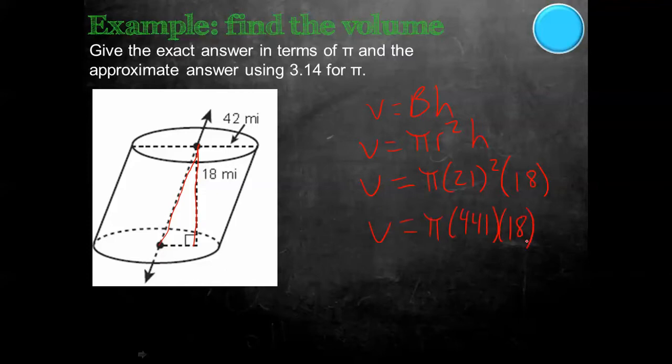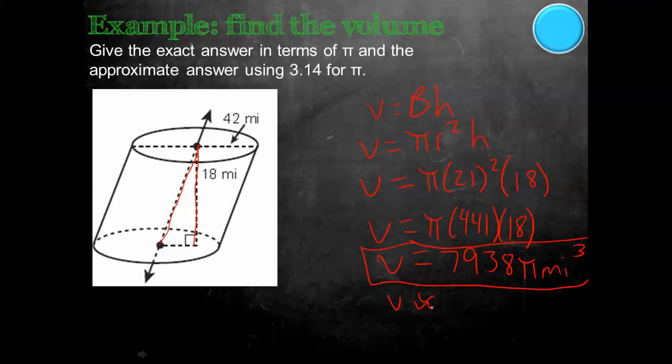And then we're going to take 441 and multiply it times 18. Our exact answer is going to be 7,938 pi miles cubed. And then for our approximate answer, we're going to take 7,938 times 3.14. Our approximate answer is going to be 24,925.32 miles cubed.